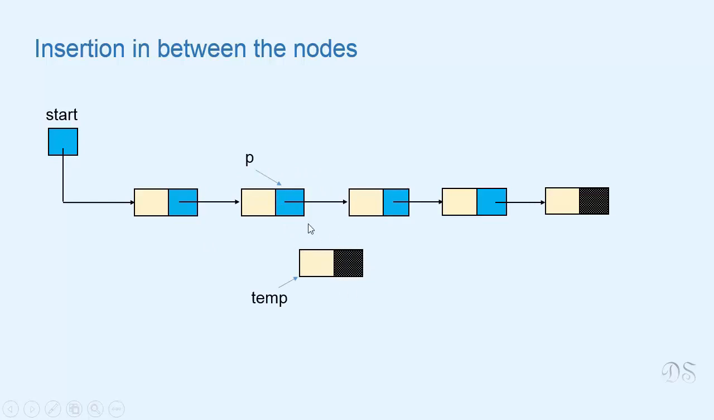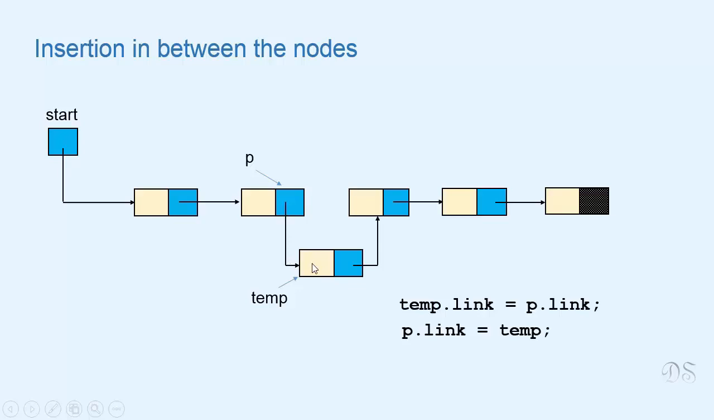Now for this node to come in between these two nodes, the link part of this node should refer to this node and the link part of this node should refer to this node. So first we'll make link part of this node refer to this node, we'll write temp link is equal to p link, and then we'll make link part of this node refer to this node. So we'll write p link is equal to temp. So these are the two statements that we need to write to insert this new node in between these two nodes.